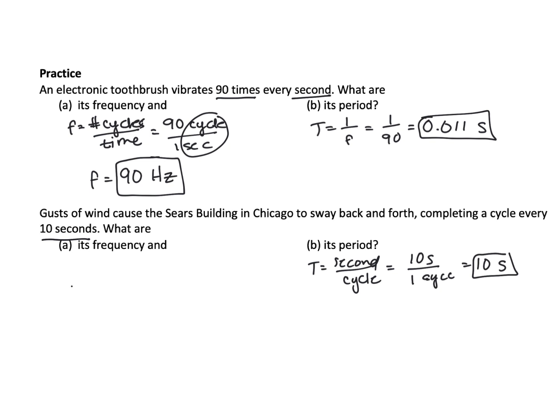And then when I go to do the frequency, frequency is 1 over the period. So 1 divided by 10 seconds gives me 0.1. And the unit for frequency is the hertz, or 0.1 cycles per second. So those are your 2 example problems.